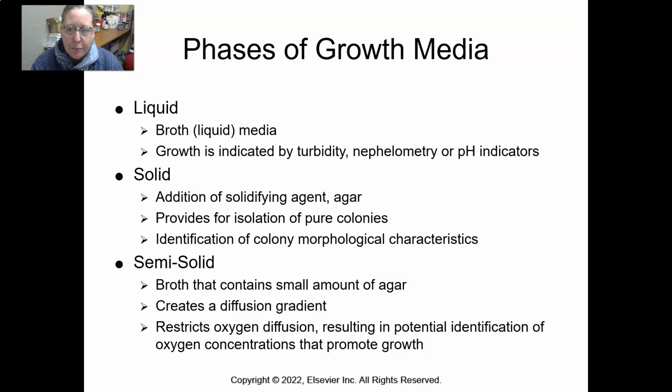Solid media, which is probably what you think of when you think of media, is the agar plates. The solidifying agent is agar, and the bacteria will grow on top of it, or the mold or fungi will grow on top of it. And so it provides for the isolation of pure colonies if you do your streak method correctly. And you can also use it to identify and look at the colony's morphological characteristics. So what does it look like growing on that particular agar?